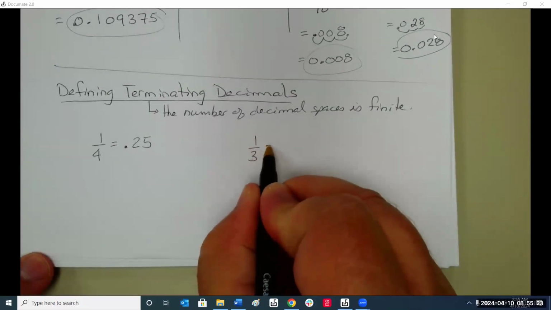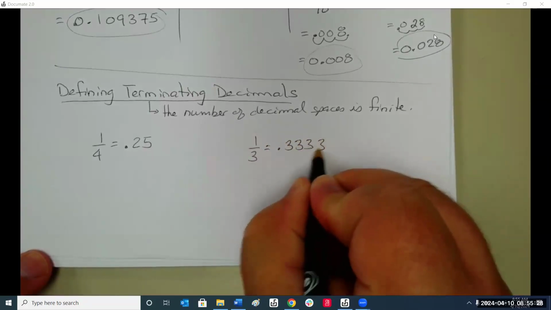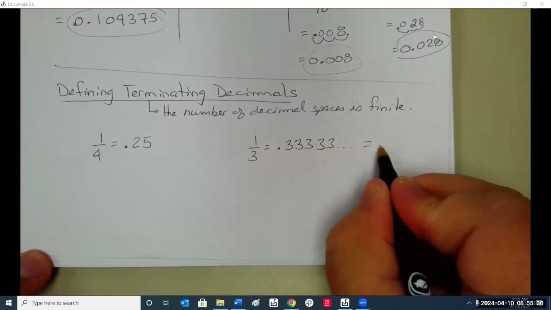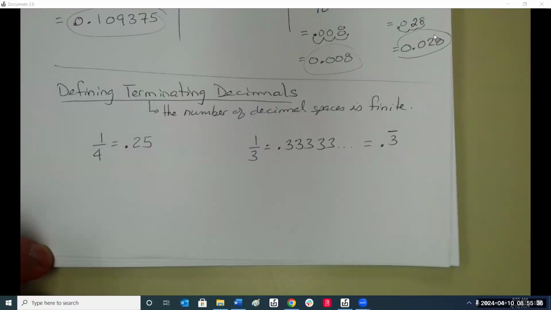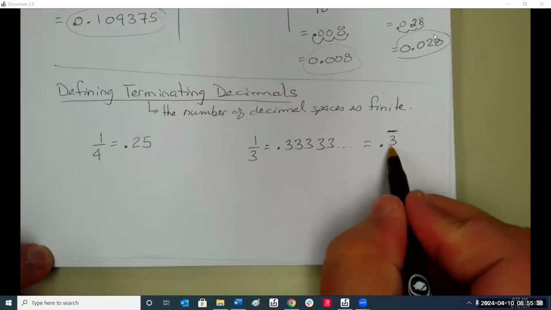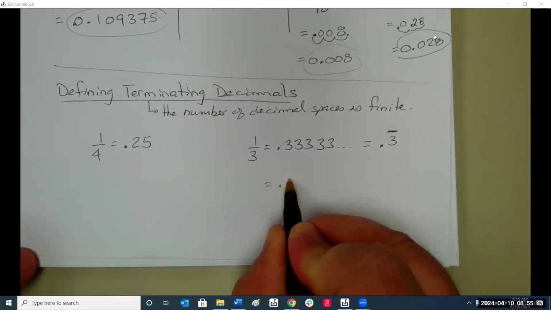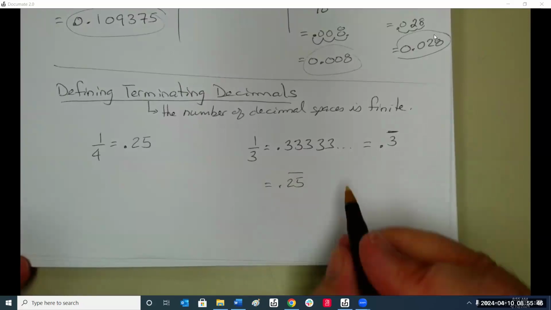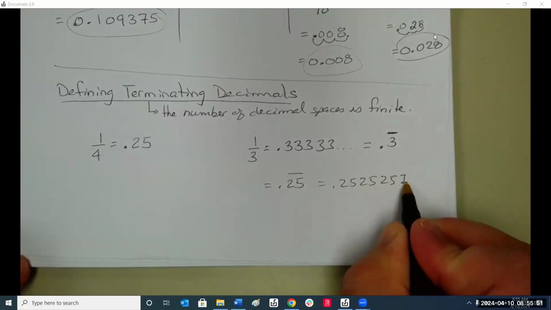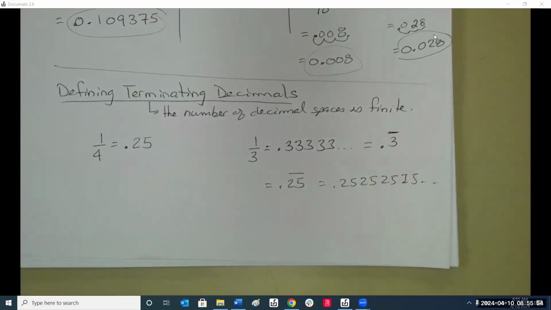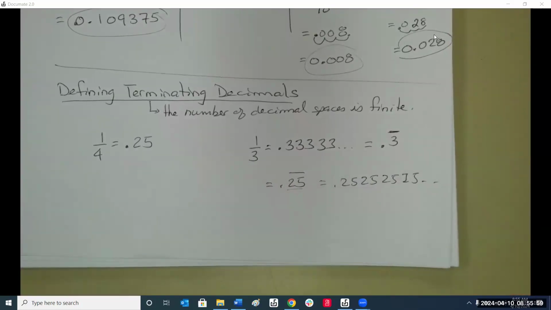1 over 3 is 0.3333 forever, which we write as 0.3 bar. This bar says that number or that pattern repeats. If we had 0.25 bar, it would be 0.25, 25, 25, 25 forever. So instead of writing 0.25, 25, 25, 25, I just write it with a bar over however large the repetition is.